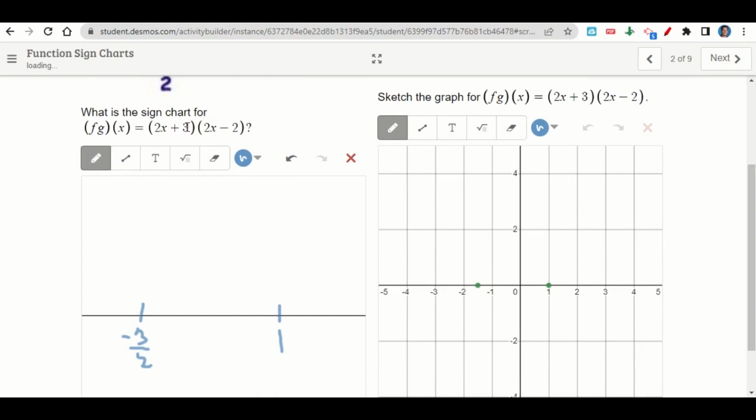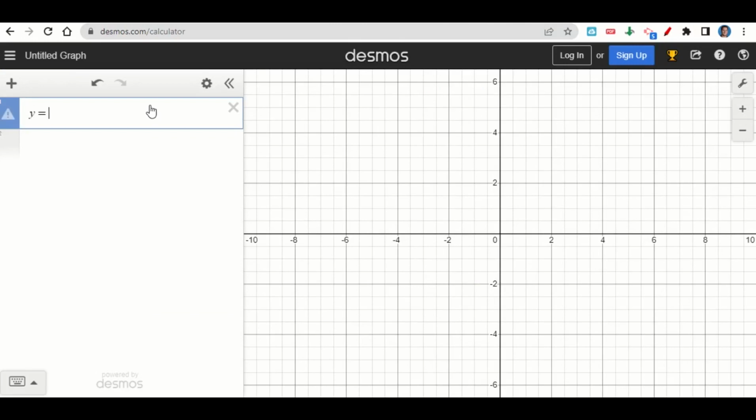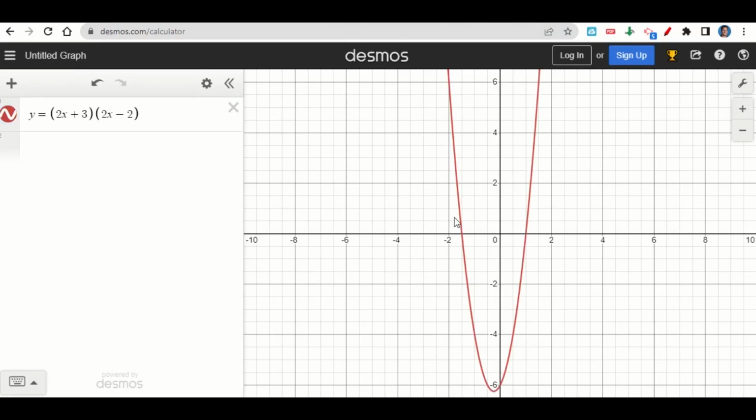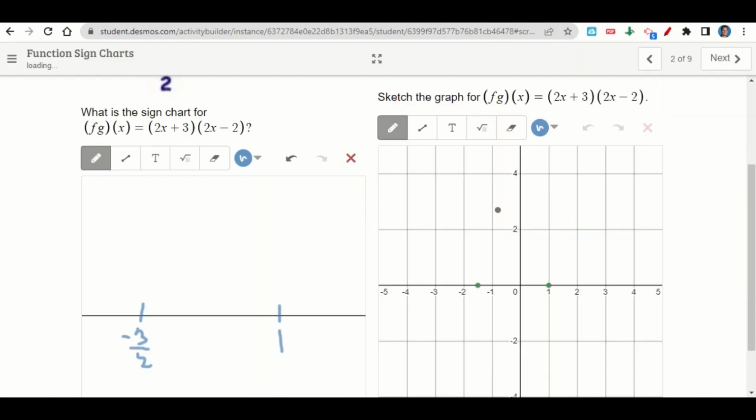Now we just need to figure out the direction. So we can use Desmos to help us with this. So we're just going to go ahead and enter this in. So we'll copy this and go to Desmos, and we'll put in y equals, and we'll paste that. And we can see that our roots are exactly where we said they were going to be, and it goes like this. So we'll go ahead and come back here and sketch our graph. Just like that. It doesn't have to be perfect, just something like that.